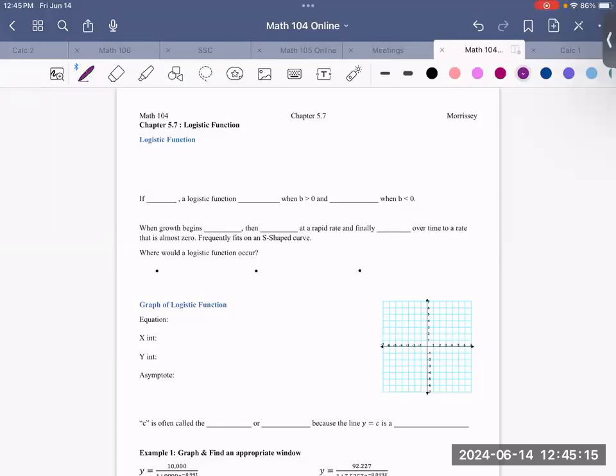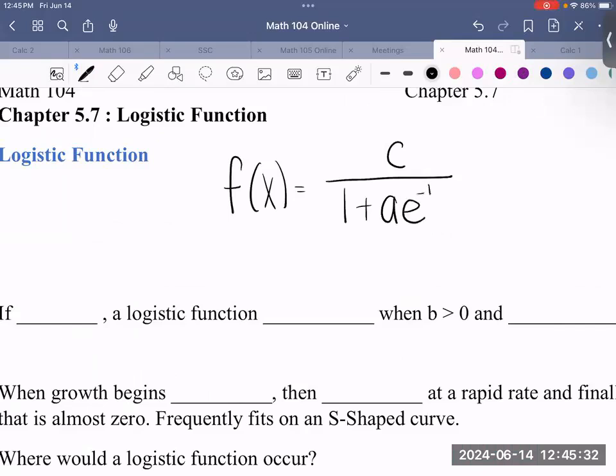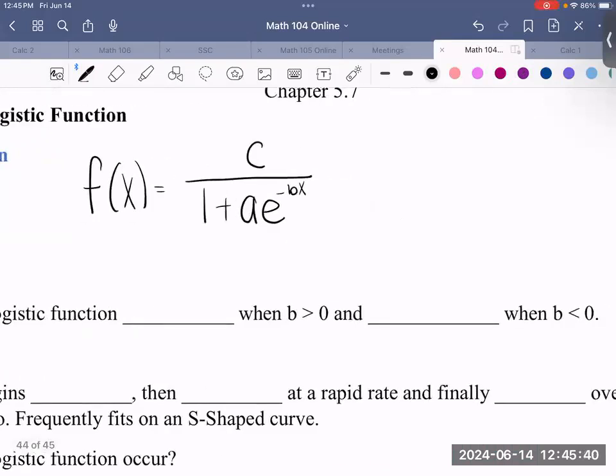So logistic functions, we're going to go right into it. We have an equation that says f of x is equal to c over 1 plus a e, right? E is our exponential value to the negative bx. Now, we are going to start to define a couple of them, those that matter.